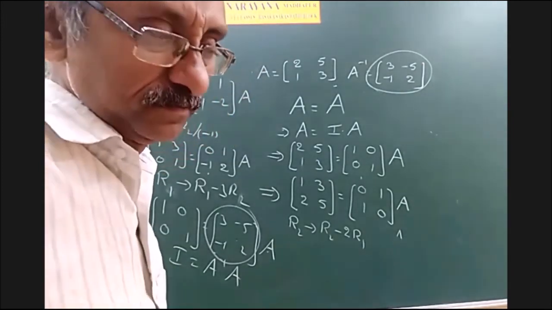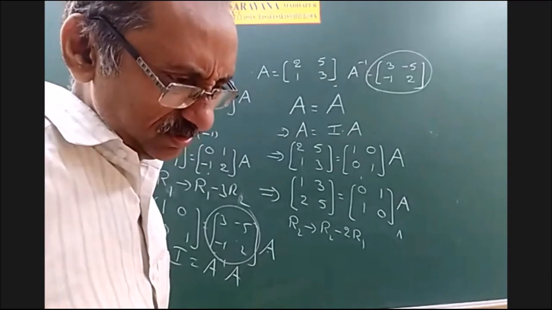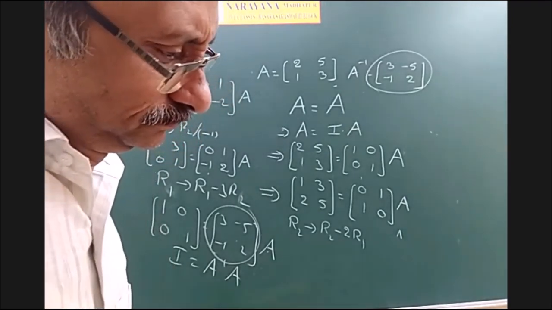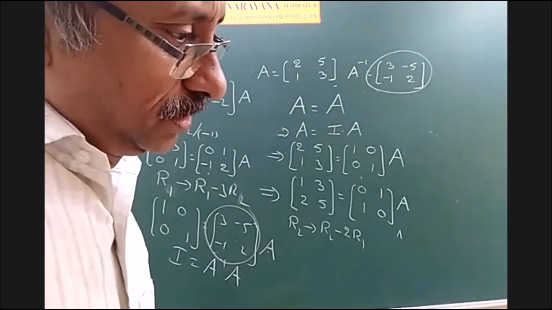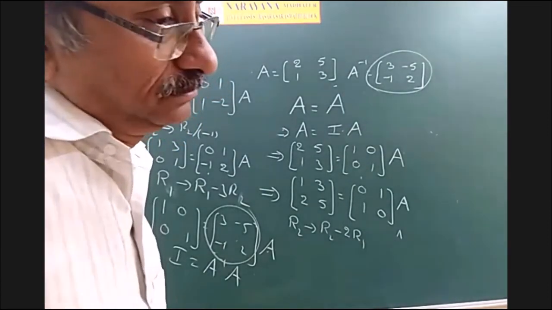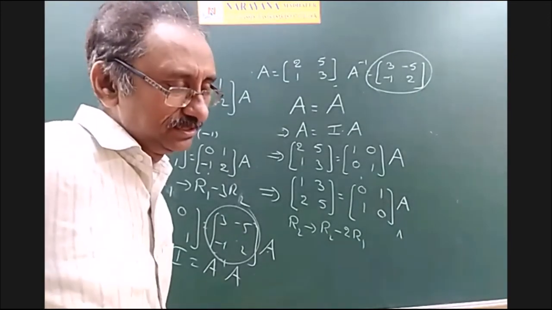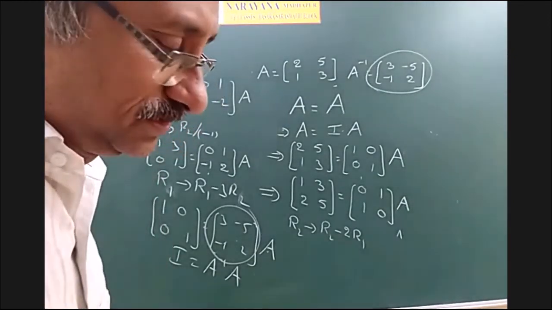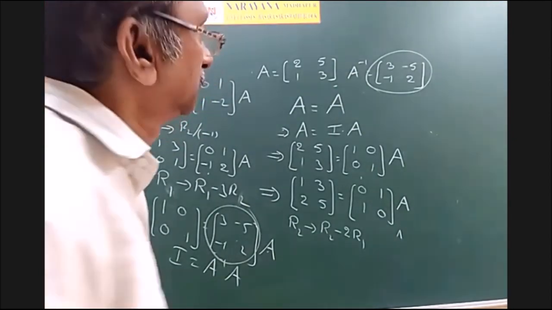Sir, how many marks will be there for this type of questions in IP exams? Some 4 marks, 5 marks like that they will give. In the intermediate examination, it will be for 7 marks. But this is not given in the intermediate syllabus. Just the Gauss-Jordan method is there.